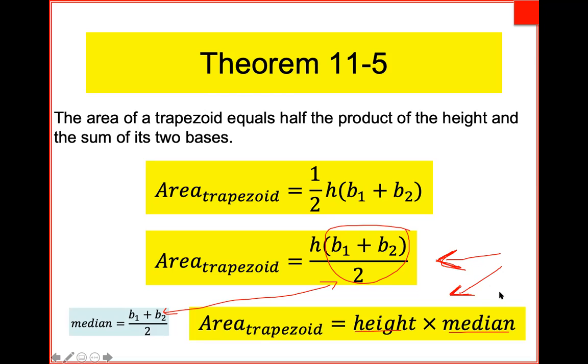There's no divided by 2. It's just two numbers multiplied together. And that makes your life a whole lot easier. However, you must be given the height and the median.